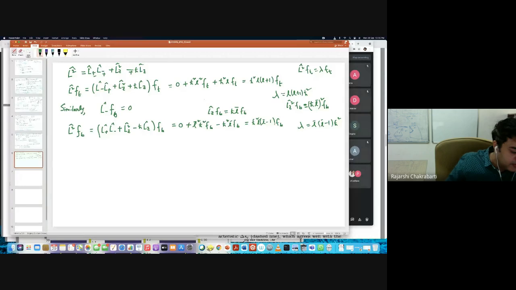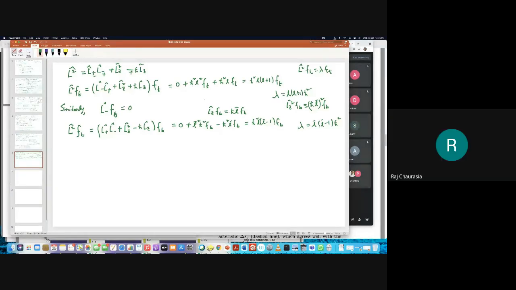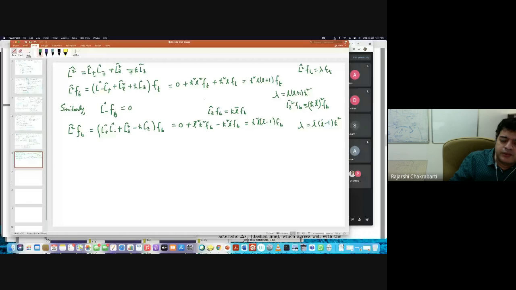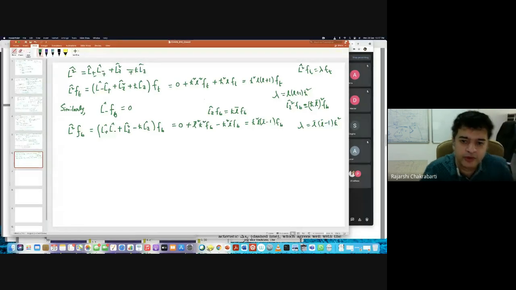What is your problem? Sir, I mean to say, when Lz operates on any function, it gives the eigenvalue of Lz, root L into L plus 1. We'll see what that is. So for the time being, forget what the eigenvalues of Lz are. I have not told what L bar is. So now I compare this equation 1 and 2.